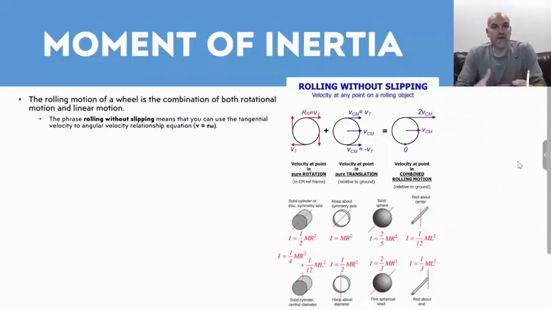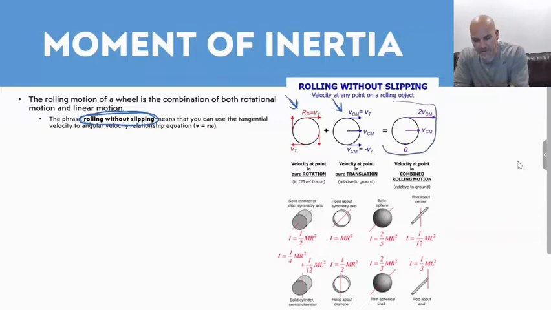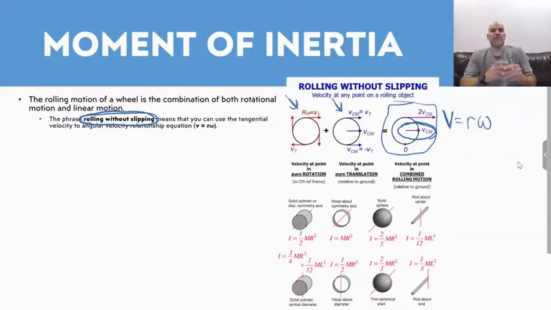One thing to note is this phrase, rolling without slipping. You're going to see it a lot soon, and you can see the diagram here. Wheels and objects can rotate as well as move in a linear direction. That combination of the rotating motion and the linear motion produces this picture here. But this is our key thing: the center of mass is simply going to move at v equals r omega.